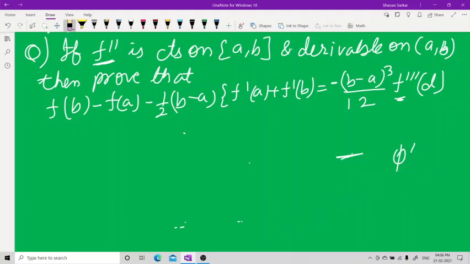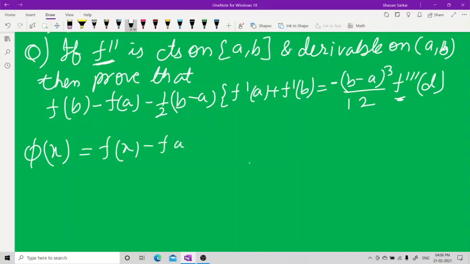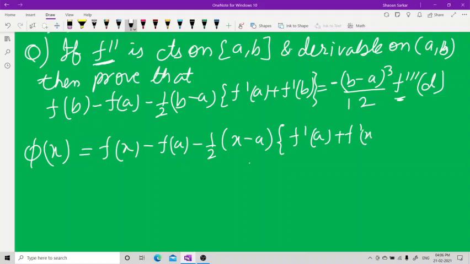Now the point is how to do this question. Very simple, the same way, just define a function. Define a function phi x as f x minus f of a minus half x minus a, then you take f dash a, wherever there is a b, I forgot to write this, f dash x. Now you take this as plus A x minus a whole cube. That's all.